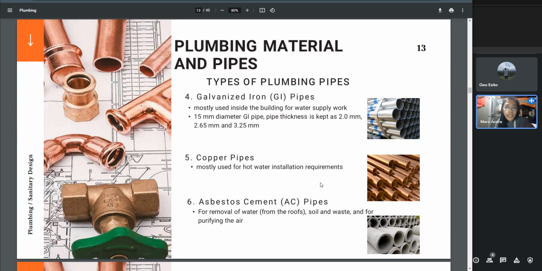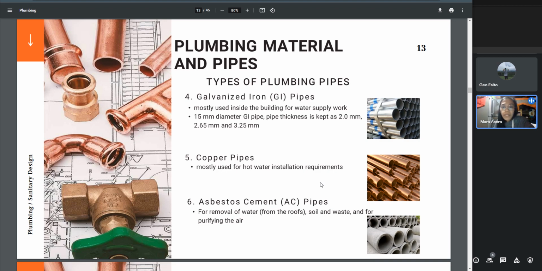For the galvanized iron or GI pipes. These pipes are mostly used inside the building for water supply work. A zinc coating is made on wrought steel. These pipes are manufactured in light, medium, and heavy grade category, as per the thickness of the metal.